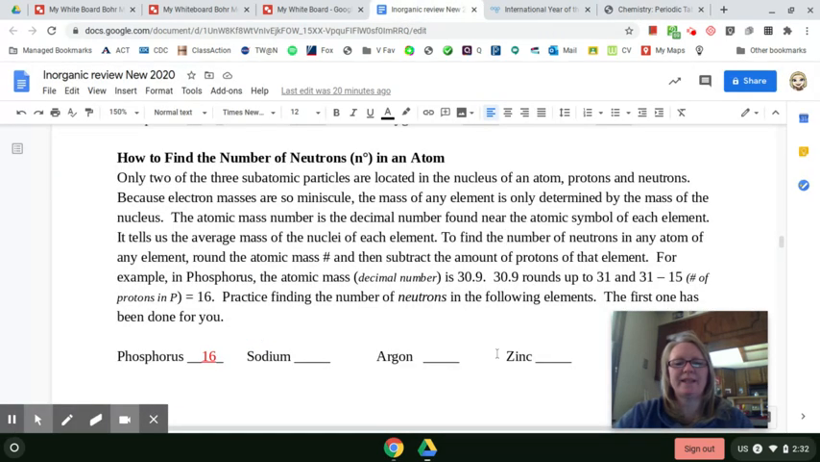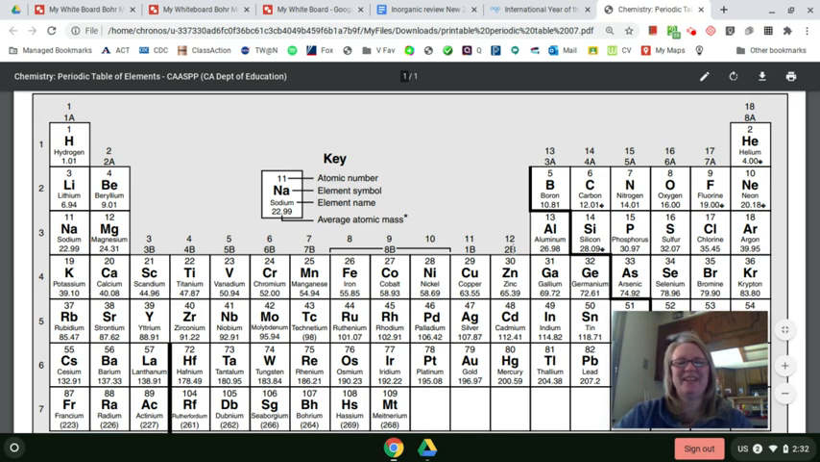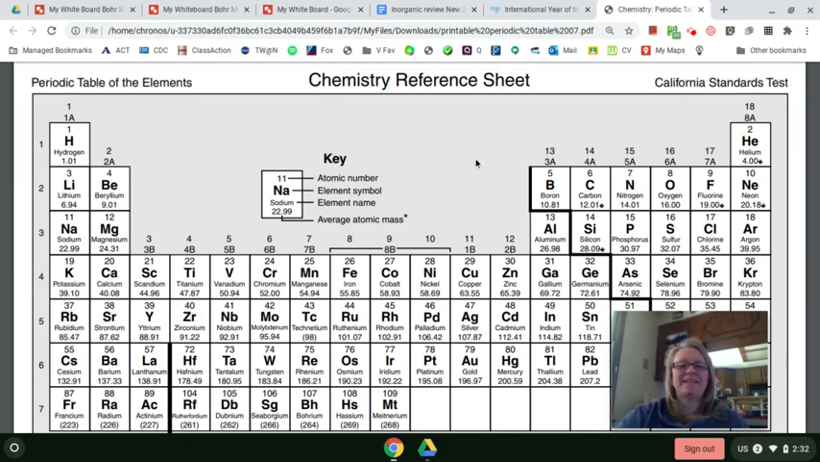Remember, we want to try zinc. So let's go back to the periodic table and find zinc. Zinc is a transition metal. You'll find it here in this lower section. It's in group 12.